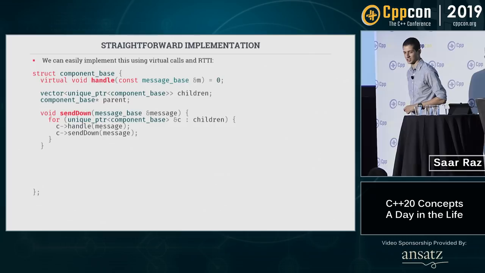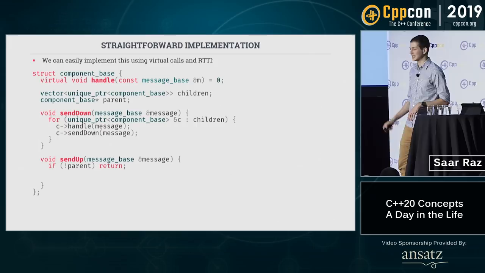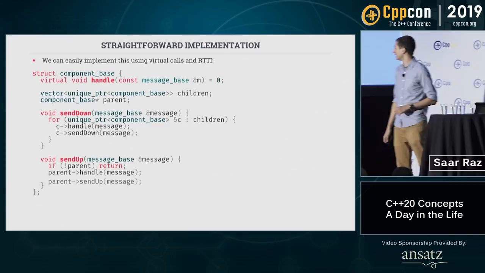And when we want to send a message up, we just check if we have a parent. If we don't, we are the root and we can stop. And we can just let the parent handle the message and send up the message from the parent. Very similar.